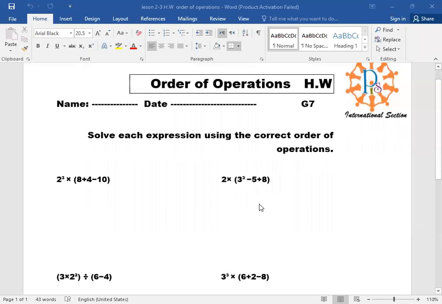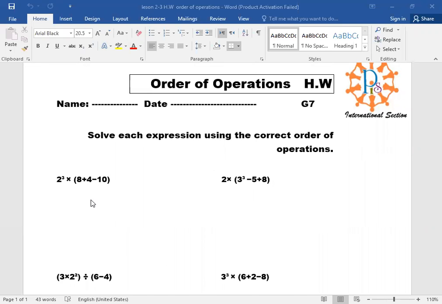Okay. So did you get the idea for order of operations? This sheet will be a homework and you will find it in our SMS about lesson 2.3, order of operations. So we will start to solve together question number 1. We have 2 to the power of 3 times 8 plus 4 minus 10 inside the parentheses. Could you please, Hassan, tell me what we have to do?